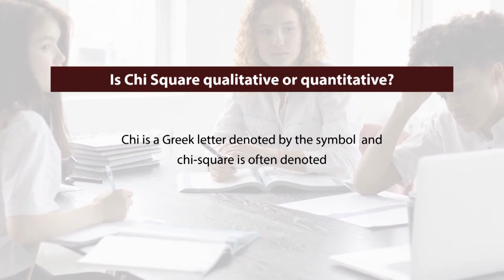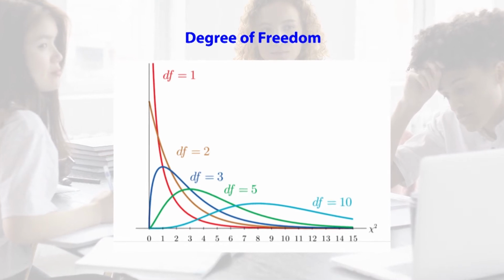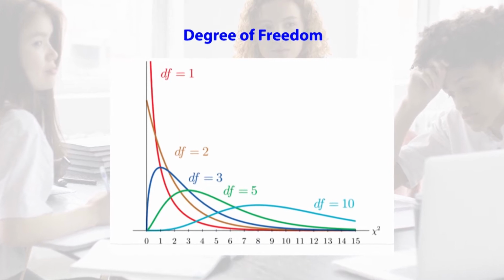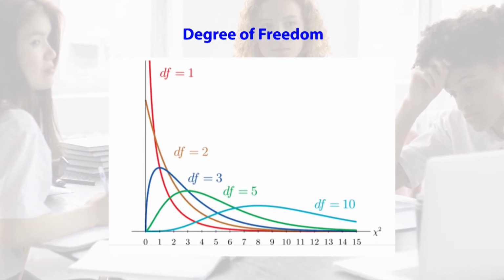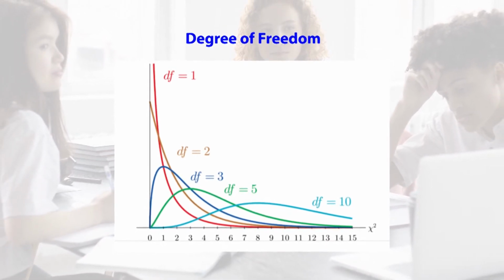If you see the degrees of freedom, degree of freedom 1 looks like the red color, degree of freedom 2 is in brown color, degree of freedom 3 is in blue color, degree of freedom 5 is green, and the last df is a fluorescent blue color. So this is the shape of the curve for each value of degree of freedom.